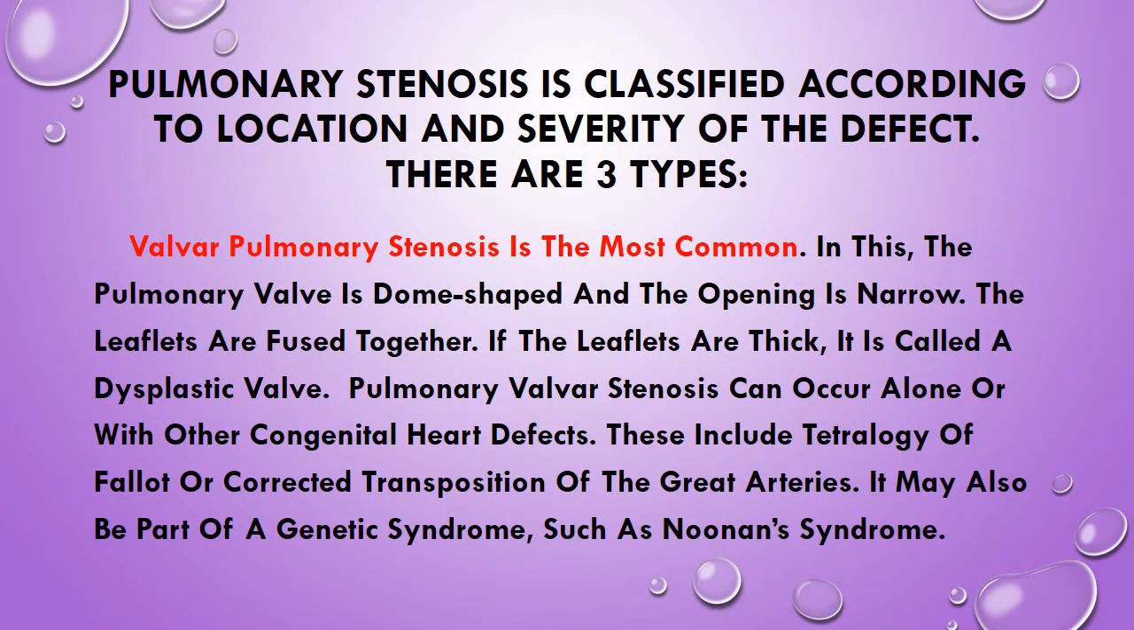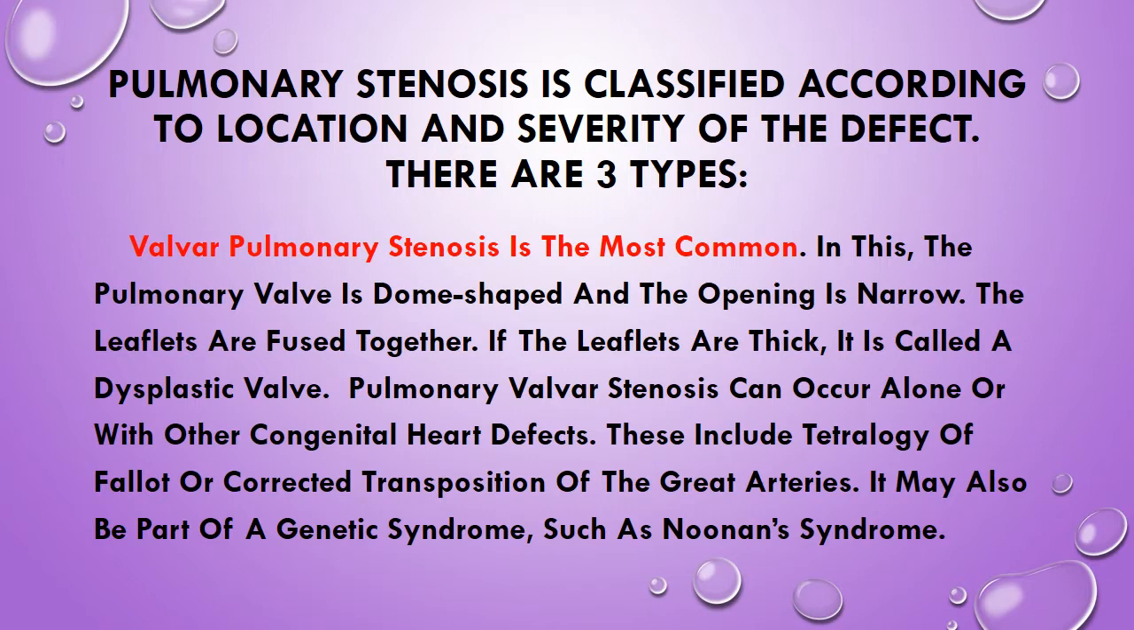It is also classified according to where it is located and the severity of the defect, and it is classified into three types. The first one, valvular pulmonary stenosis, is the most common. Here the pulmonary valve looks dome shaped and the opening will be very narrow, and the leaflets will be fused together. Due to the narrowing, the leaflets will be very thick, and we even call it a dysplastic valve, and it can occur alone or with any other congenital heart defect.